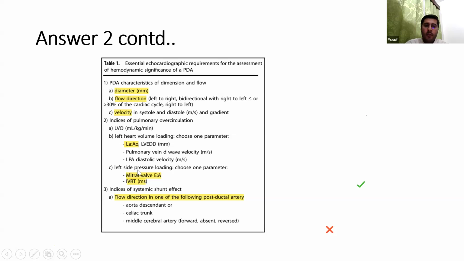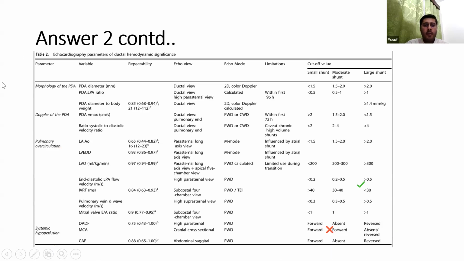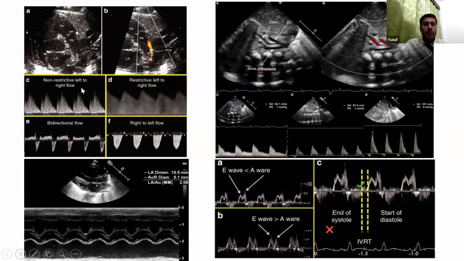Then to assess the left-sided pressure overload, we have the mitral E to A ratio, that is early diastole to active atrial filling, and the isovolumetric relaxation time, the IVRT. And to assess for ductal steal, we assess the flow direction in the descending aorta, the celiac trunk, and the middle cerebral artery. So this is a table. I'll first go to the images, which will be much clearer.